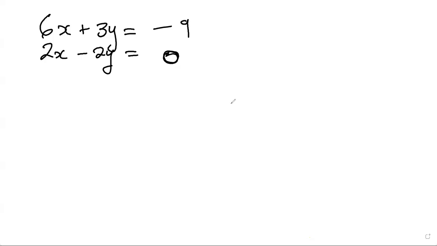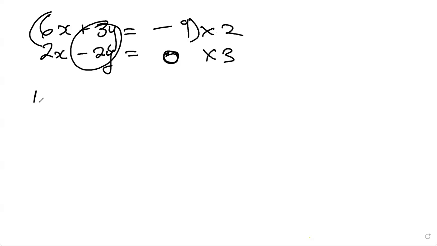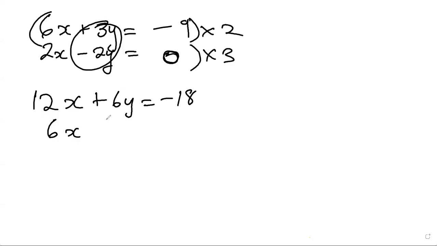All right. So we can get rid of the y, smaller numbers, right? So I can multiply this by 2 and this by 3. So both of them will be 6y. So 2 times 6, 12x. 2 times 3, 6y. 2 times 9, 18. 3 times 2, 6x. 3 times negative 2, minus 6y. 3 times 0, 0.